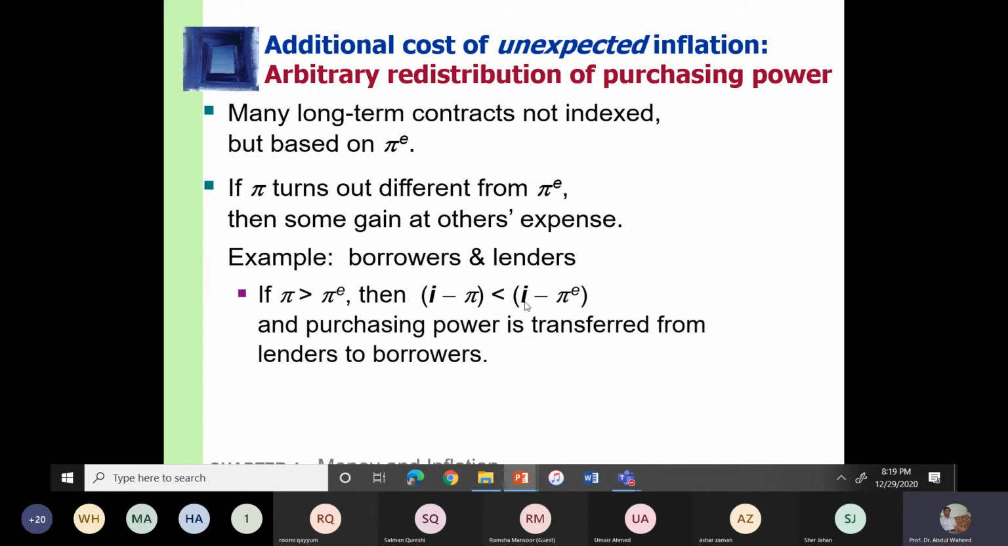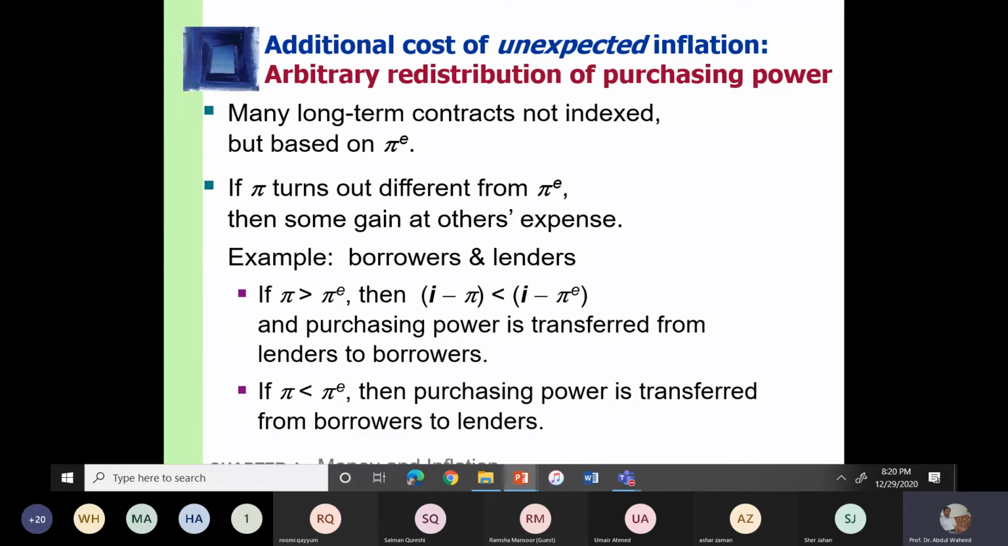So our actual real interest rate would be lower than the expected real interest rate. This means lenders will lose and borrowers will gain. And if the actual inflation rate is less than the expected inflation rate, then purchasing power is transferred from borrowers to lenders.